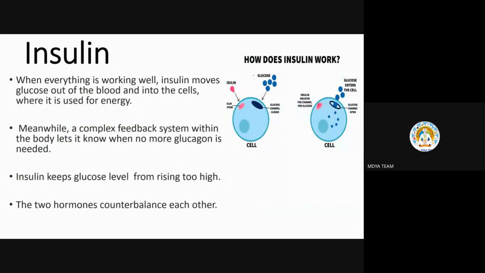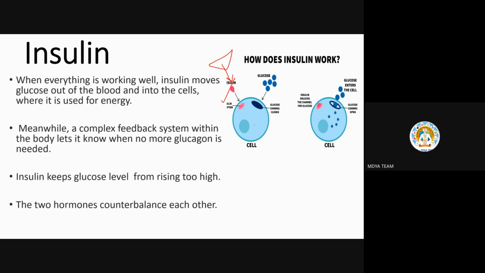So next we'll go for insulin. What is insulin? I will make you understand first. You can see in the diagram, it will become very easy. So again, this is the pancreas. Insulin will be released from the pancreas.